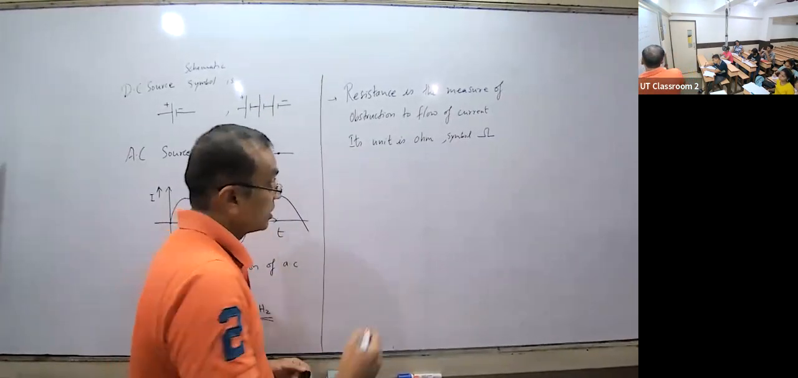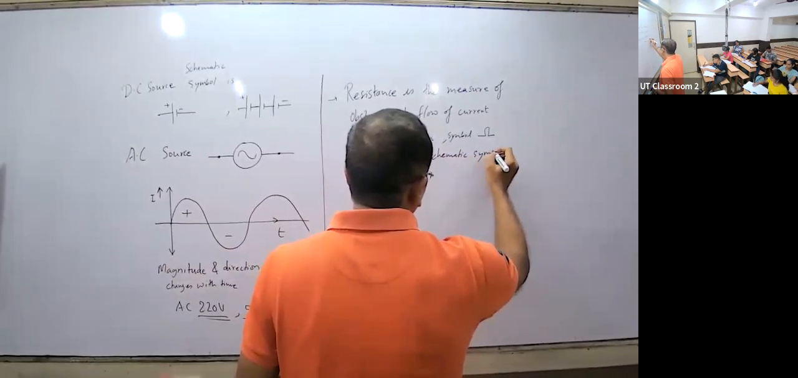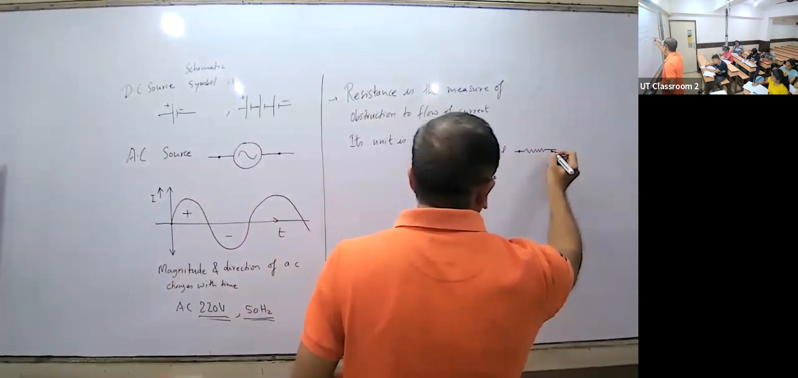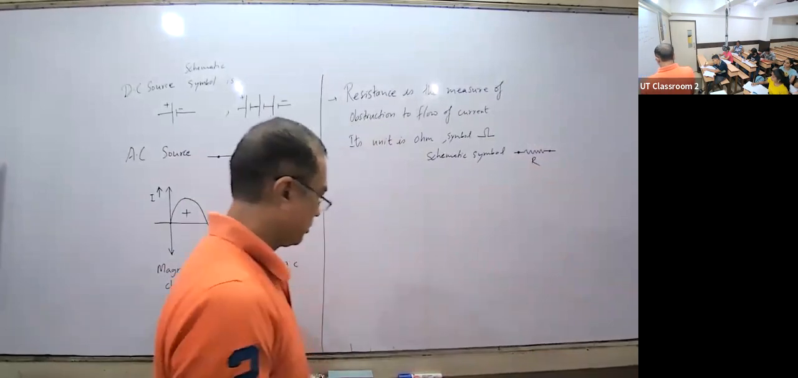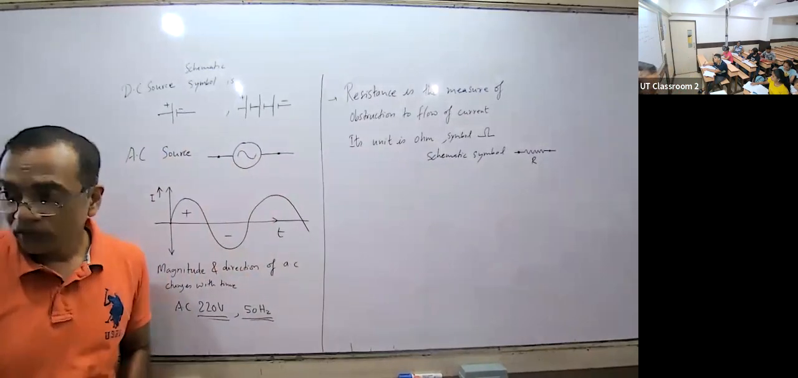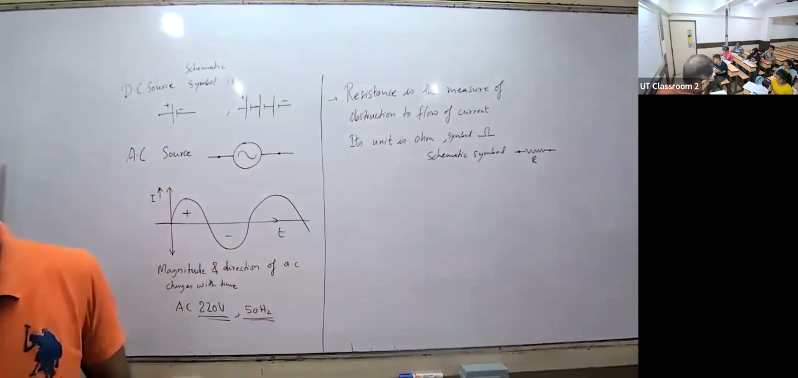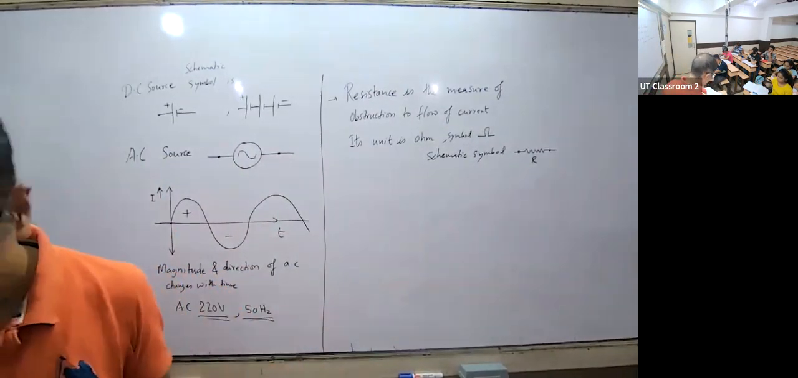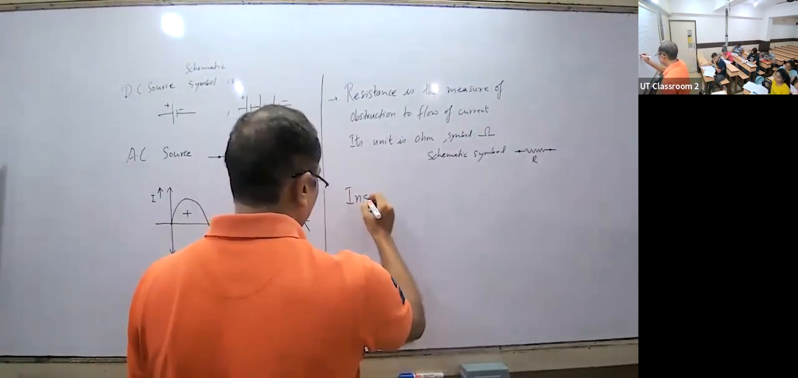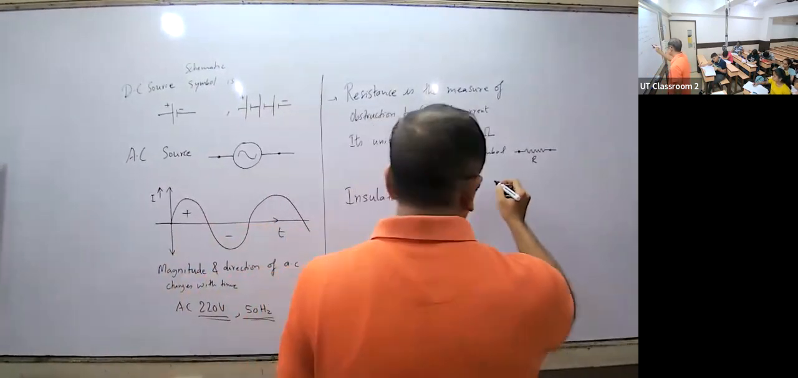So this is the resistance, and schematic symbol is, what is schematic symbol of resistance? This. Presented as R. So in rheostat you have a jockey. This is without a jockey, fixed value. Then what is insulator? Then you have conductor.